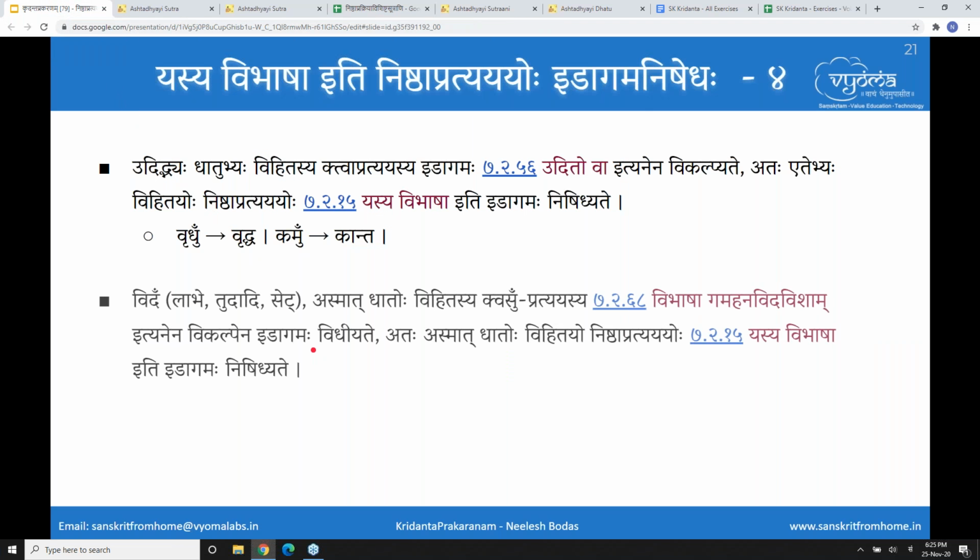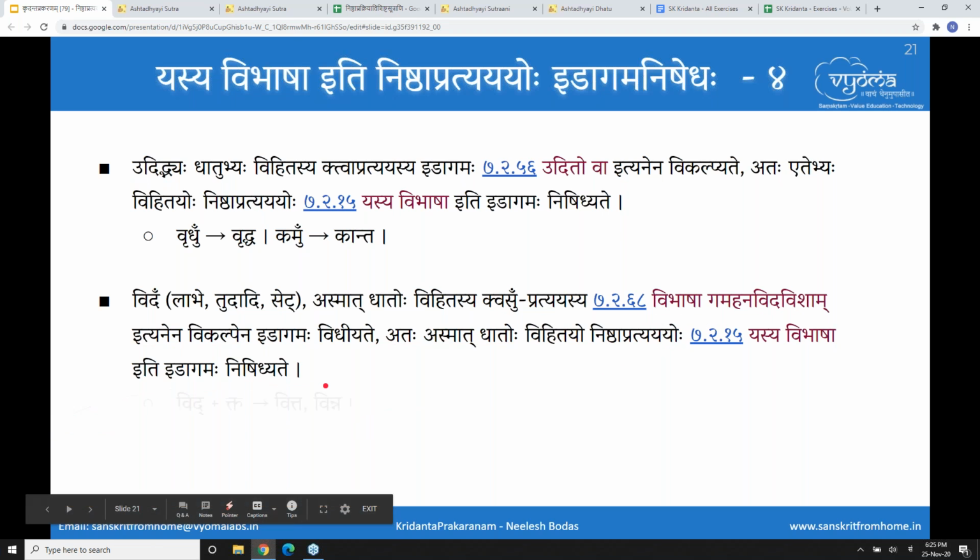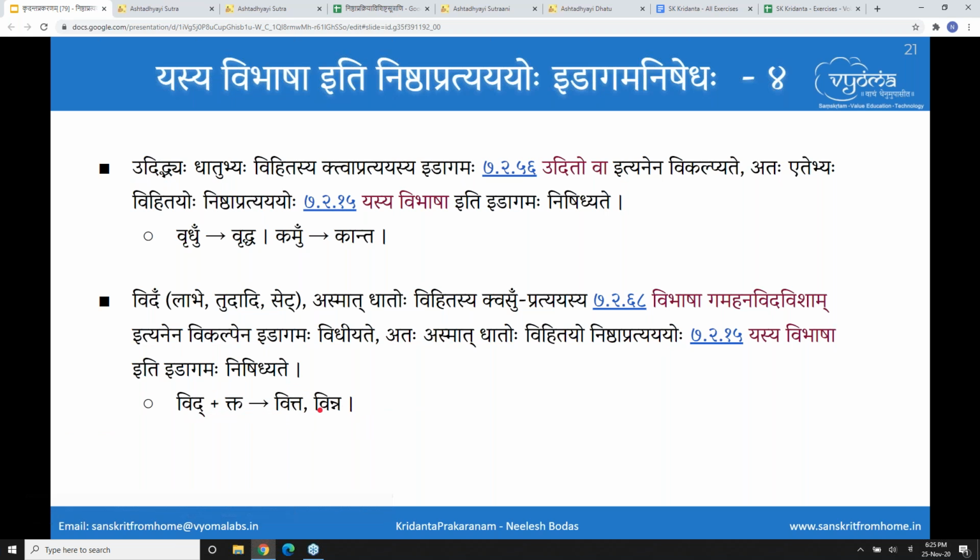So the only dhatu over here is vida labhe tudadi ganasya dhatu asti. Asmat dhato vihitasya kvasu pratyaso. So this pratyaya we will study. Kvasu pratyasya idagamaha vikalpyate. Ataha nishtha pratyo idagamaha nishidyate. Vida plus ta vinna iti bhavati. Vitta or vinna. That ta and na we will see later on. For now, all that you have to understand is the idagama is blocked.